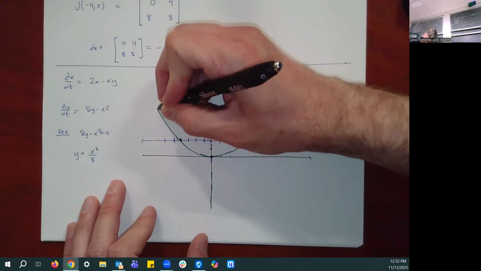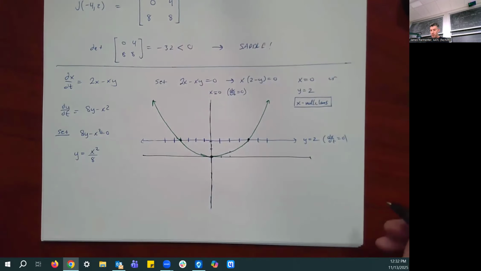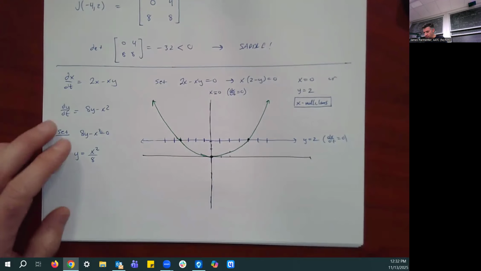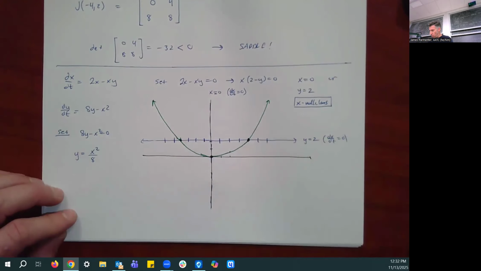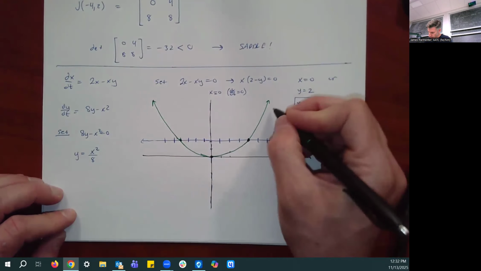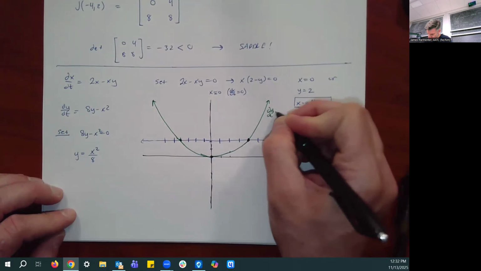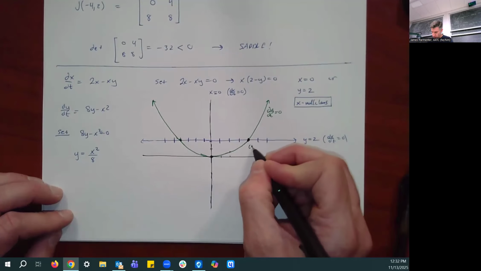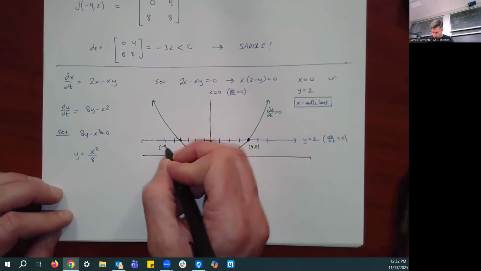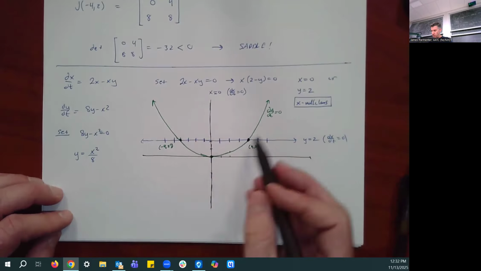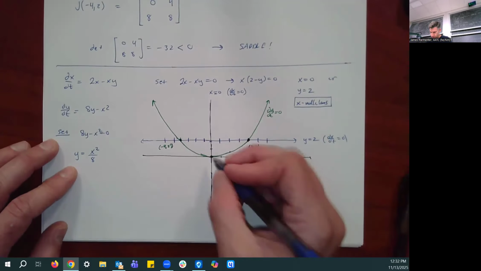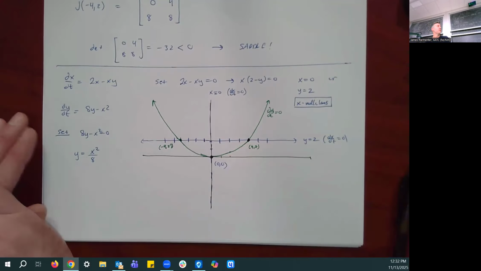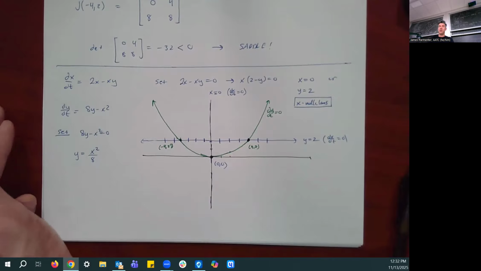And just as I mentioned last time, your equilibria are the places where the different types of nullclines cross each other. So we get an equilibrium right here, where your y nullcline, dy/dt equal to 0, crosses your x nullcline right there at the point 4 comma 2, also at negative 4 comma 2, and also at 0, 0 where the y nullcline crosses the other x nullcline. So it shouldn't be a surprise that these are equilibria where these nullclines cross each other.